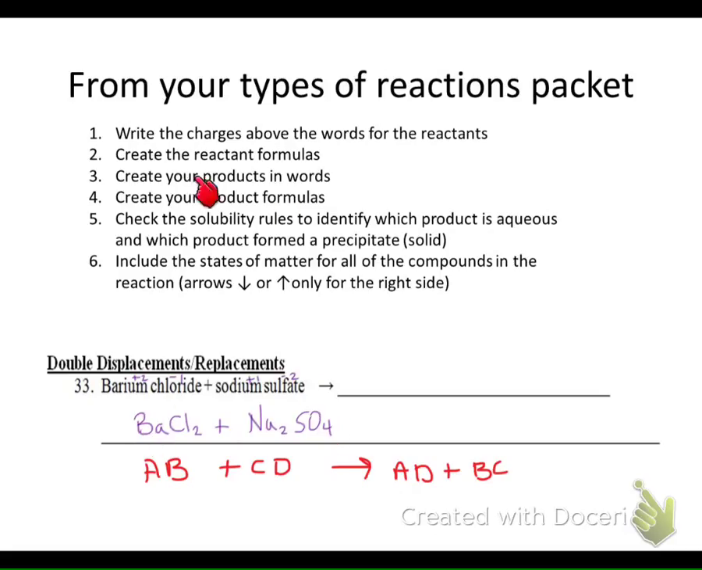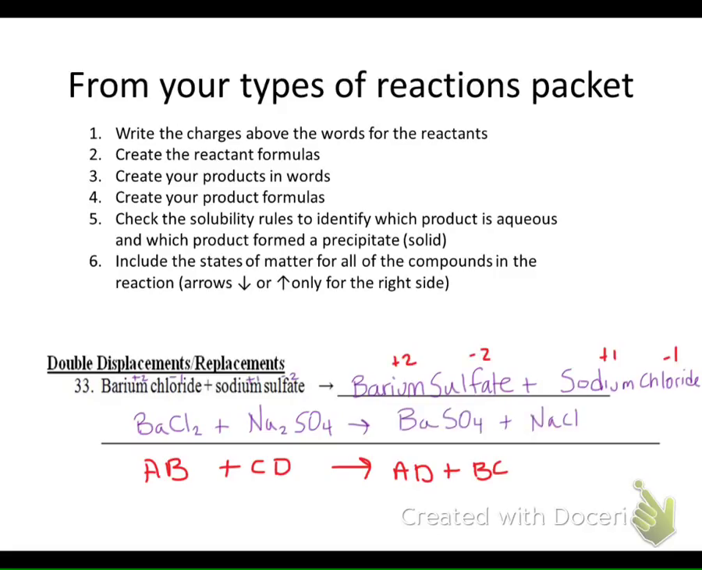So then once you figure out what your recombination is, you can create your product formula in words and then put your charges above those words, just like we always do. So if I have barium sulfate and sodium chloride, I would put the charges above the words, cross over, and make my formula. So hopefully you're familiar now. Anytime you do this, you've always got to check to make sure you're balanced. So I would balance the equation with a 2 in front of the NaCl.